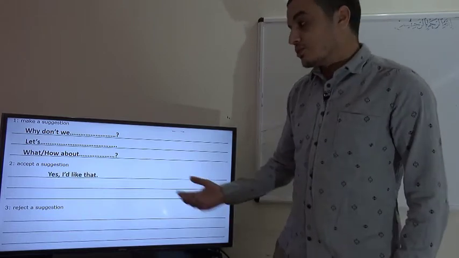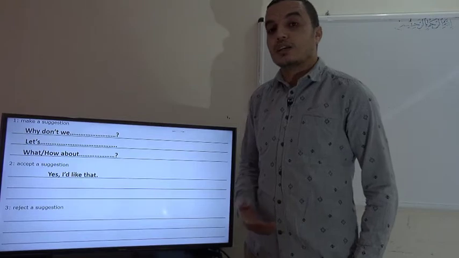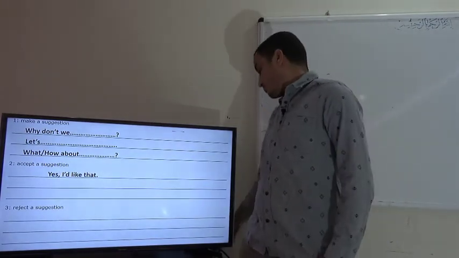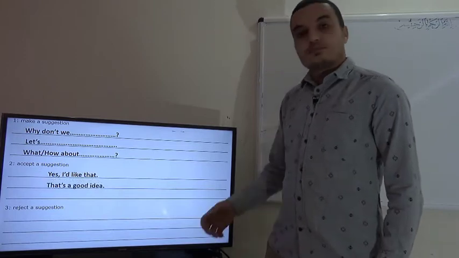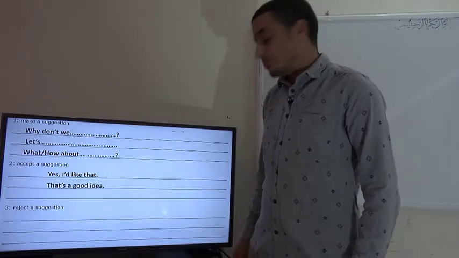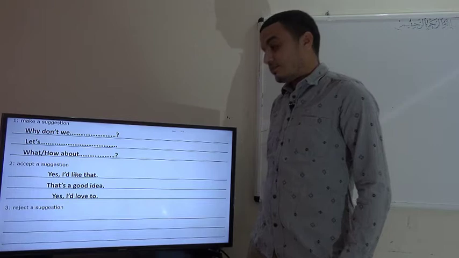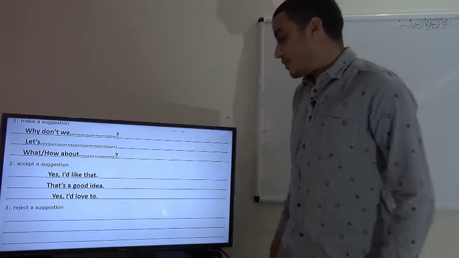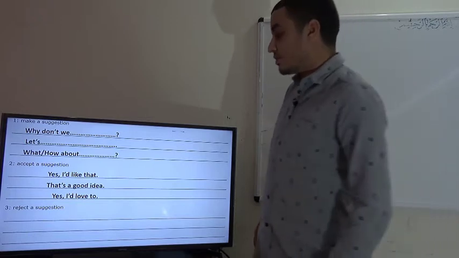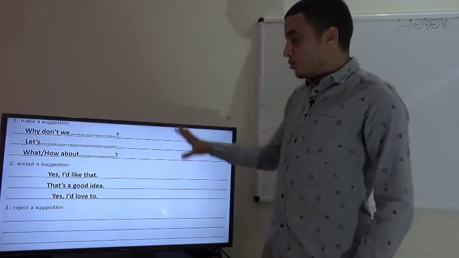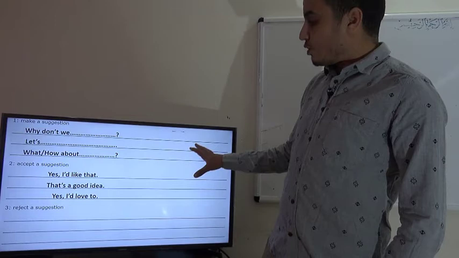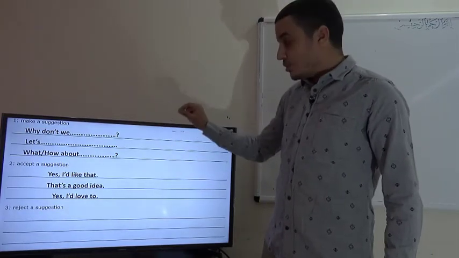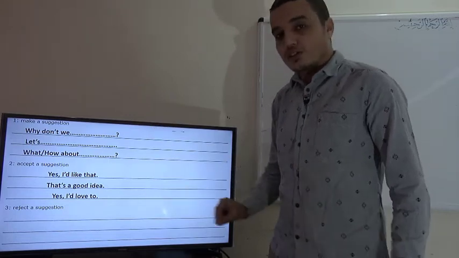For example, someone tells you something, you like it. Yes, I'd like that. That's a good idea. Yes, I'd love to. And the last category, reject suggestion. By the way, normally you are supposed to have many expressions, and you need to put the expressions in the right category.